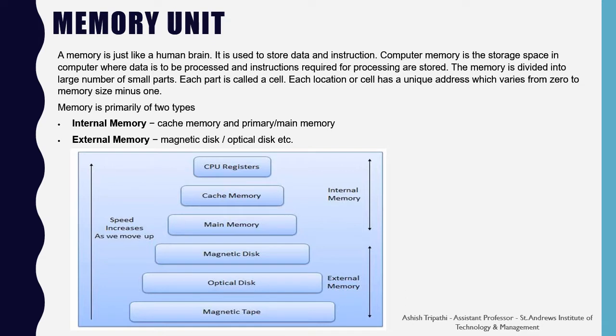Then you have the main memory, that is RAM and ROM. Further that you have the external memory comprising of the magnetic disk, that is a magnetic tape, floppy disk, etc. Then you have optical disk, which is the CD, DVD, etc. and then the magnetic tape. In this way you can see that the fastest memory is of a smaller bit and the largest memory is of higher bit.